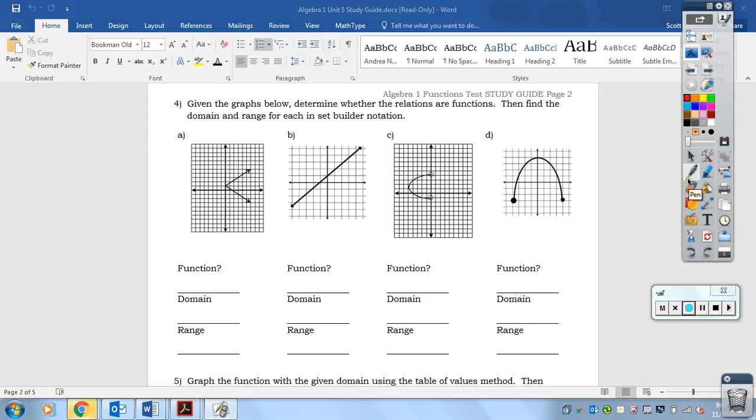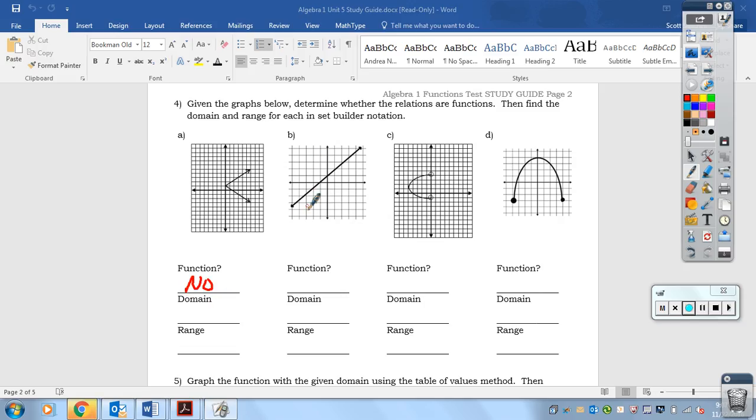Question 4 asks us to first determine if it's a function. If it is a function, then find the domain. Oh, it doesn't matter if it's a function or not. Then find the domain and range for each in set builder notation. So let's determine if they're functions first. Is this a function? No. It fails the vertical line test.